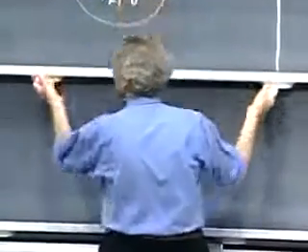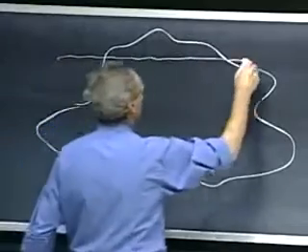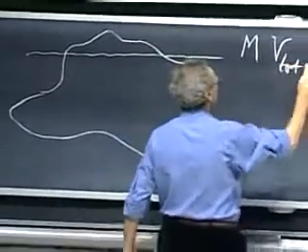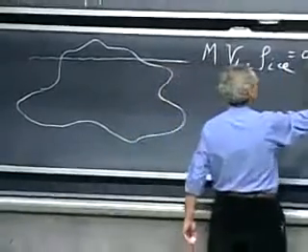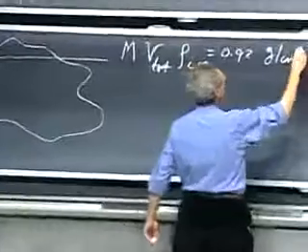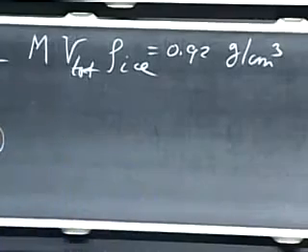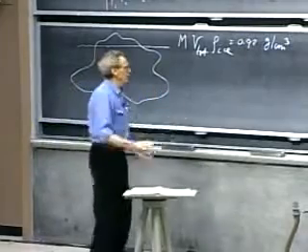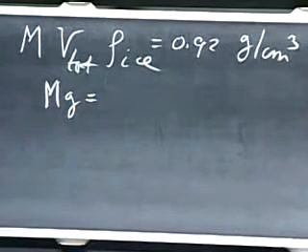Let's look at an iceberg. Here's an iceberg. Here's the water. It's floating in water. It has mass m. It has a total volume V total. And the density of the ice is rho ice, which is 0.92 in grams per cubic centimeter. It's less than water. This is floating. And so there's equilibrium between mg and the buoyant force. So mg must be equal to the buoyant force.